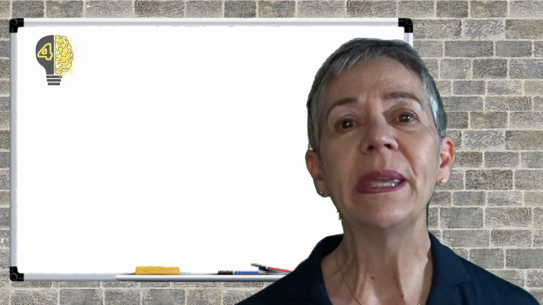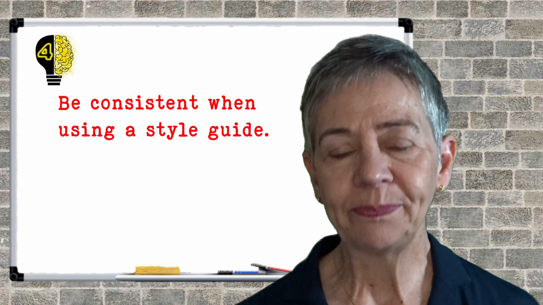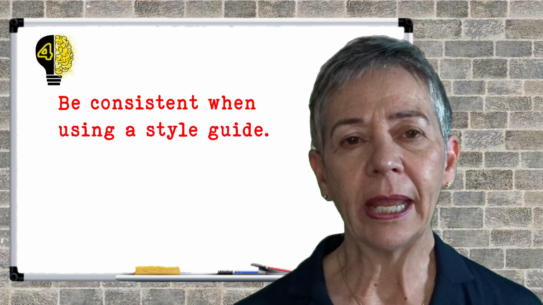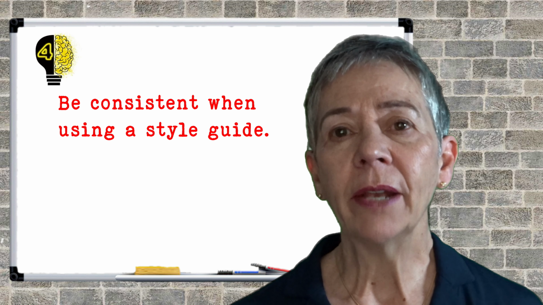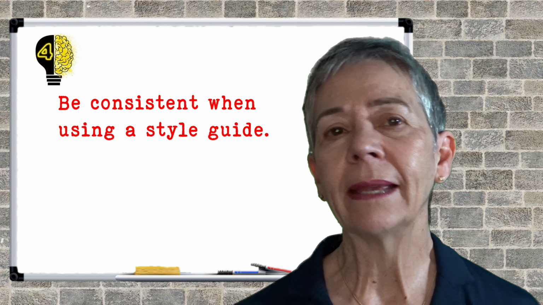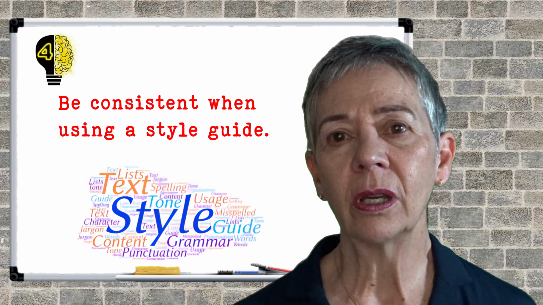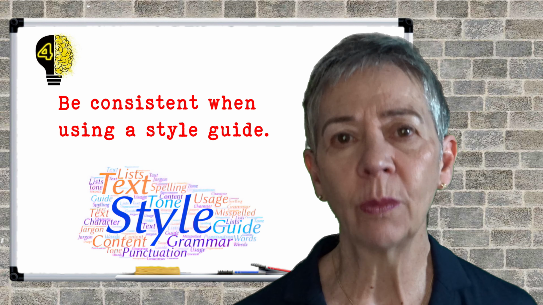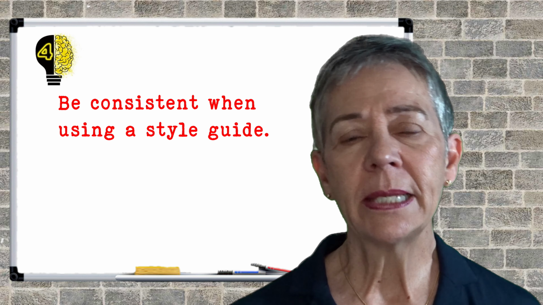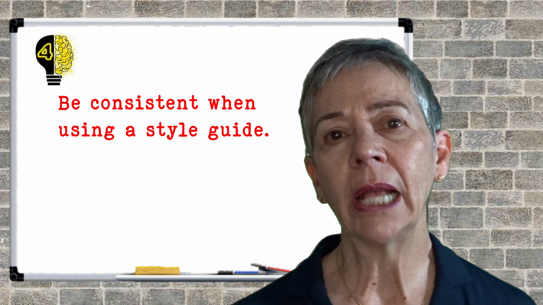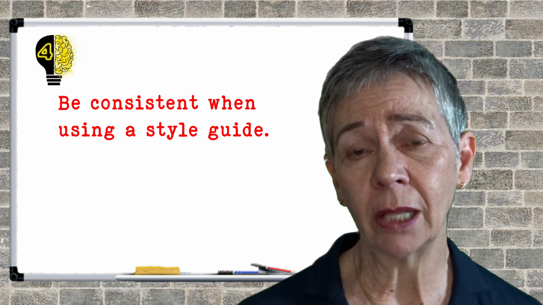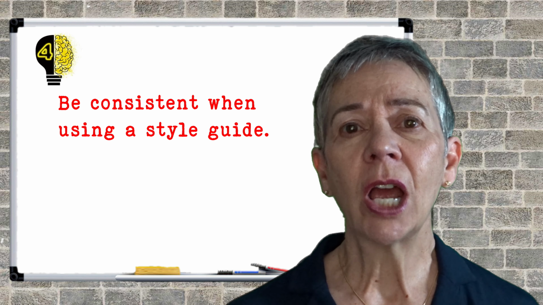Tip number 4, be consistent when using a style guide. Now, it depends upon who you're writing for and what you're writing. There may be a style guide involved. For example, if you are writing academic work or any kind of nonfiction work, there may be a style guide, the publisher might. For example, the APA Style Guide, the Chicago Manual of Style, MLA. For those of us who are older, we're also familiar with Turabian's Style Guide. If they have a style guide, then you use it.